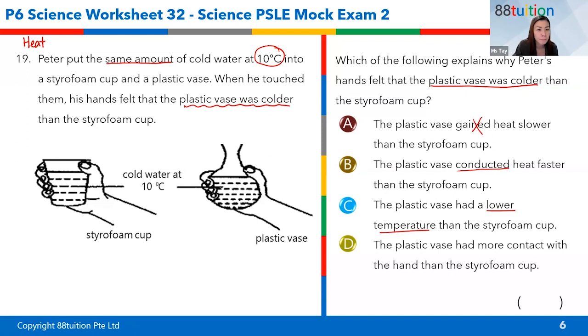No one, huh? Okay, so for Ange and Perez, can you explain your choice of answer, which is C? Can you type it into the chat so I understand what you're thinking? Why did you think that the plastic vase had a lower temperature? Okay. Any question here? No question, I go on.